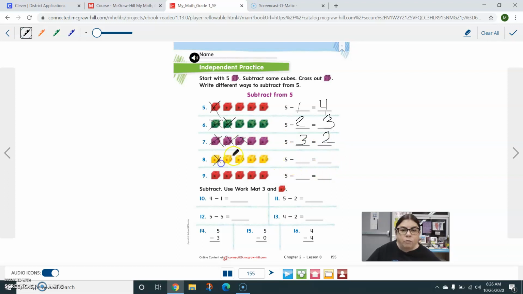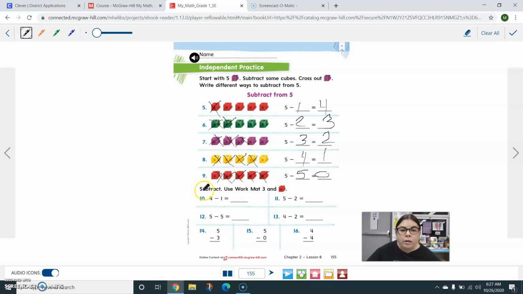And this time I'm going to do 4. Put 4 here. How many am I left with? That's right. Good job. The difference is 1. And this time I'm going to cross them all out. And remember our rule. When we subtract all, we always get 0. A big goose egg. Good job. So I hope you got similar. I hope you did something similar and got the same answers.